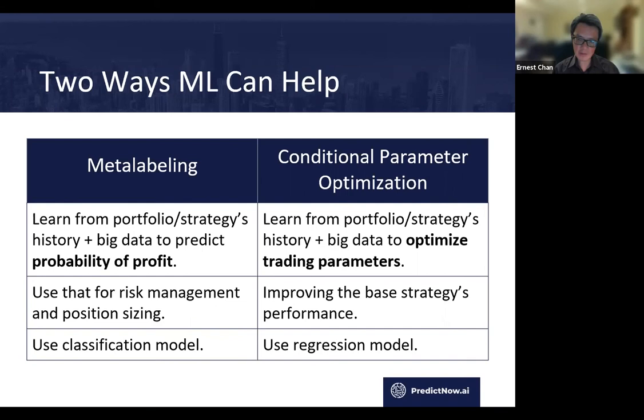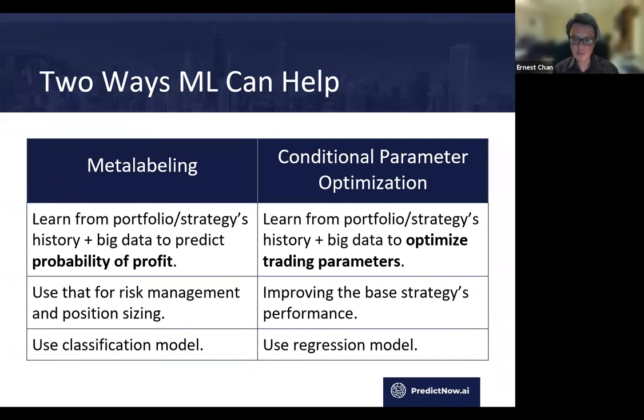Again, meta-labeling is to use the probability of profit that the machine learning predictive model established for risk management and position sizing. Determining what portfolio allocation you should use, deciding what leverage you should use. That's meta-labeling, and it's again well known since the publication of Advances in Financial Machine Learning. But conditional parameter optimization is different.